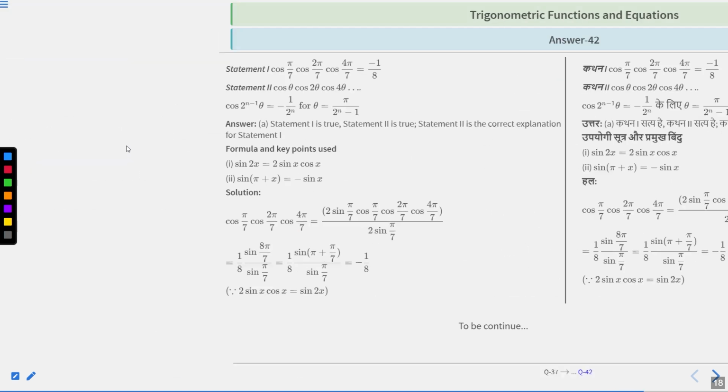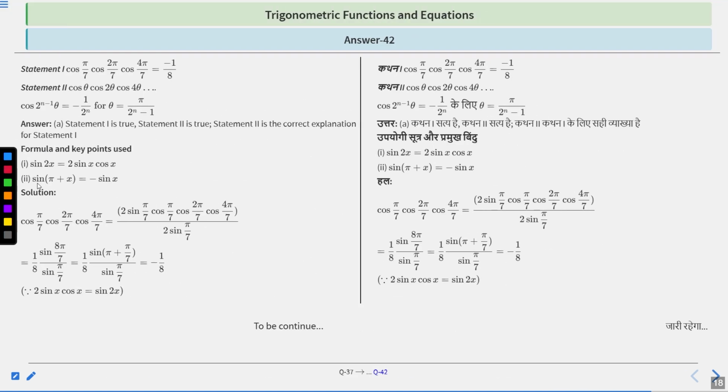Okay, let's move to the solution part. The formulas and key points we will use in this question are: sin 2x is equal to 2 sin x cos x, and the sine of pi plus x is equal to minus sin x. Now, statement 1 is cos pi by 7 into cos 2 pi by 7 into cos 4 pi by 7. Let's multiply and divide by 2 sin pi by 7. Therefore, we get 2 sin pi by 7 into cos pi by 7 into cos 2 pi by 7 into cos 4 pi by 7 upon 2 sin pi by 7.